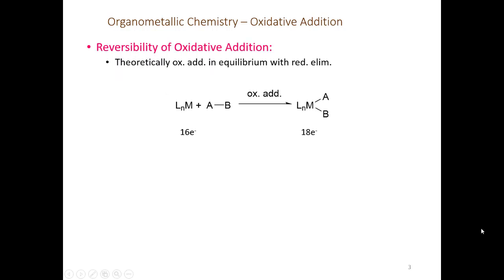So the reverse of an oxidative addition is a reductive elimination reaction, as shown here. And theoretically, every oxidative addition is in equilibrium with its corresponding back reaction or reductive elimination. However, even though it's potentially reversible, in practice, you generally only go in one direction. It's very uncommon to get a balanced equilibrium where oxidative addition and reductive elimination are in competition with each other.